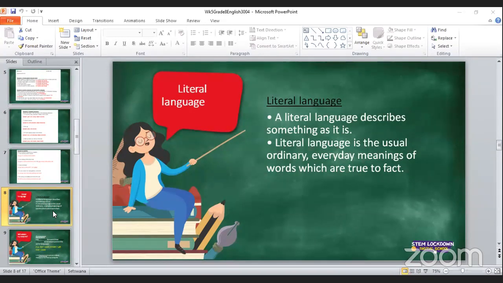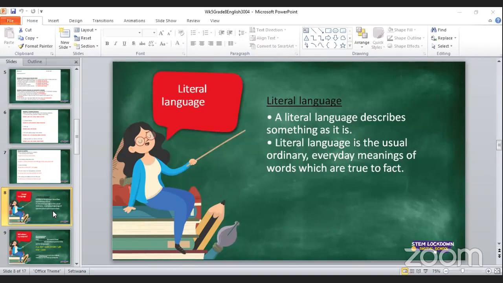So that is all about literal language, really. On the other side of literal language, there is what they call figurative language. Figurative language is really language that doesn't mean the words that it says, right?